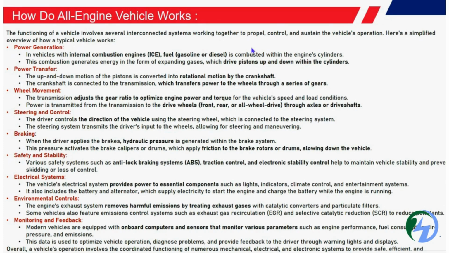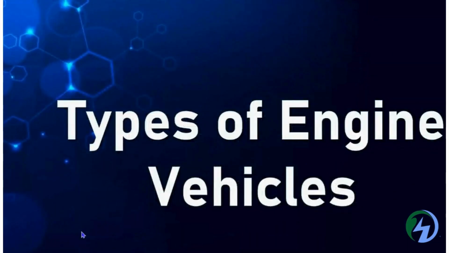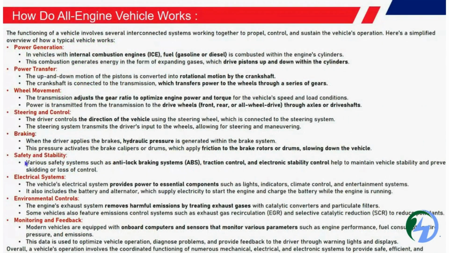The data here is used to optimize vehicle operation, diagnose problems, and provide feedback to the warning lights and display. So overall, vehicle operation involves the coordinated functioning of numerous mechanical, electrical and electronic systems to provide safe, efficient and comfortable transportation. That's how an engine vehicle works. These are initially power generation, power transfer, wheel movement, steering and control, braking, safety, stability, electrical system, environmental control, monitoring, and feedback.